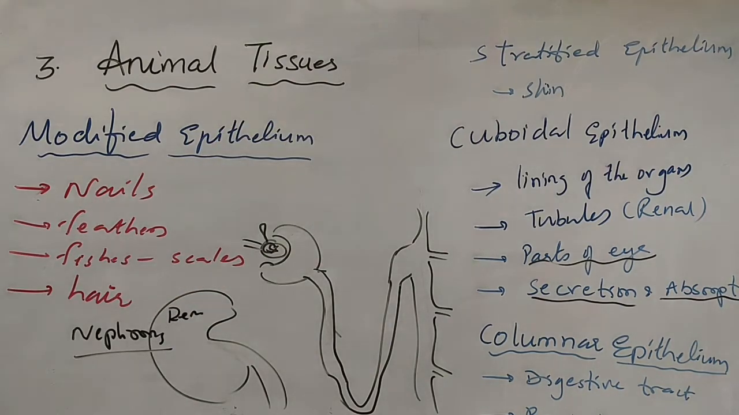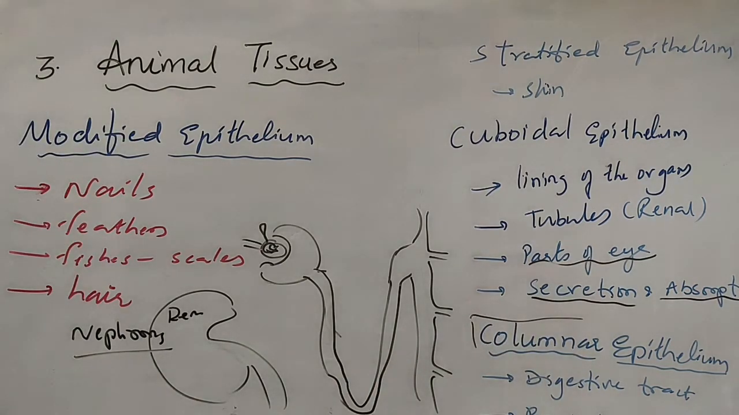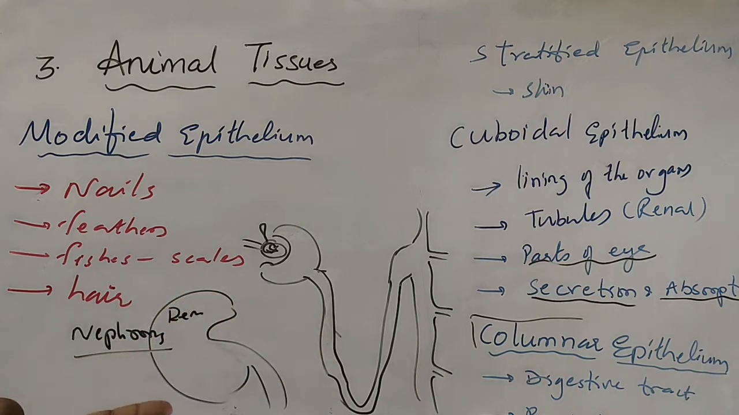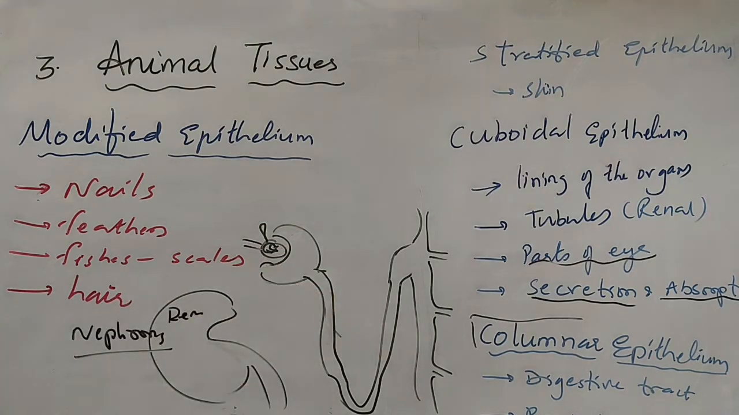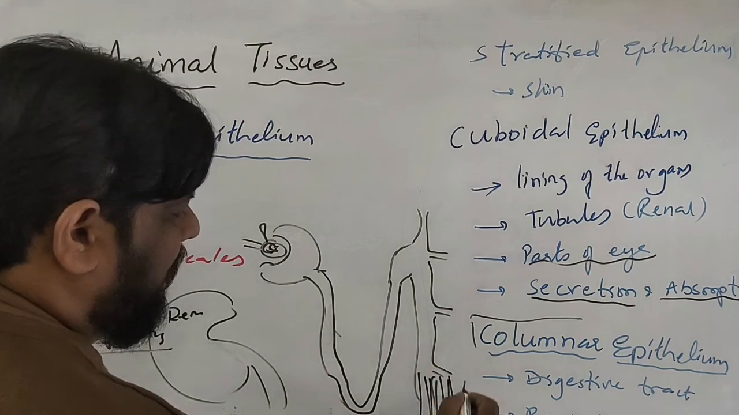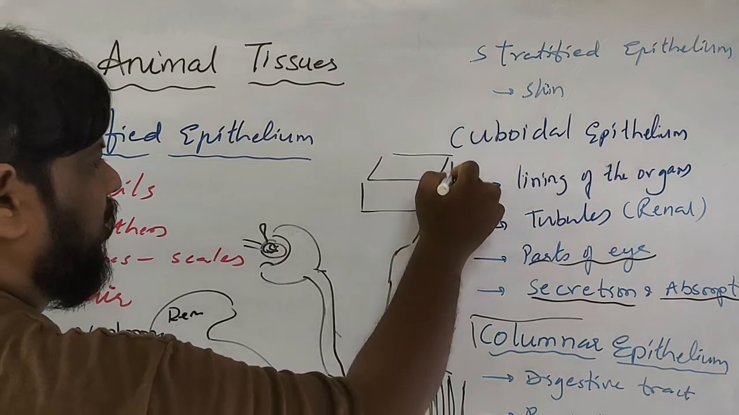And next we come to the columnar epithelium. This columnar epithelium is usually present in the digestive tract. It is also present in the respiratory tract, where it combines with the mucus and pushes the air outside. Okay, and it also helps in the secretion and the absorption. Columnar epithelium, the word itself says that the epithelium will be in column-like layers. The cuboidal epithelium, you will see in the form of a cube.